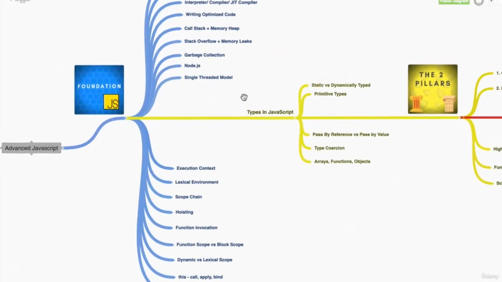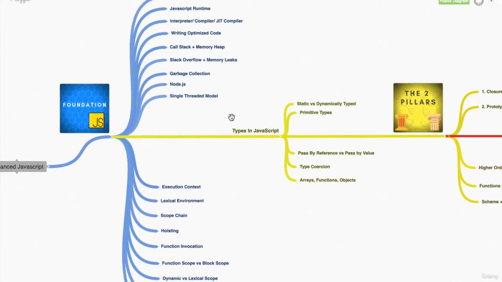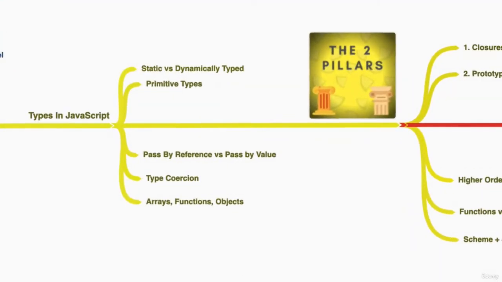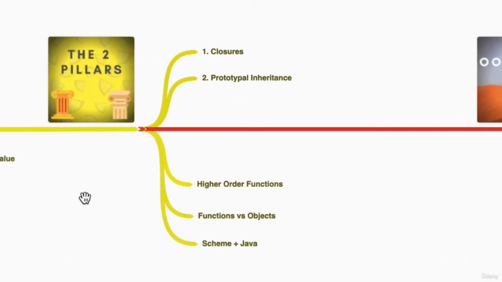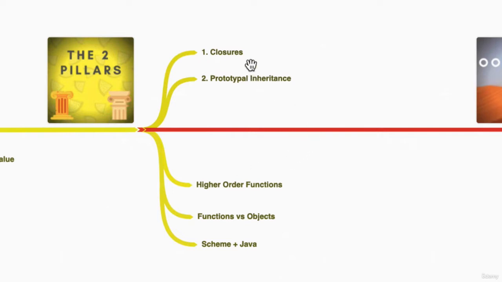And once we're done with the foundations, and we are for sure ready for more advanced topics, we start getting into types in JavaScript, talking about statically versus dynamically typed languages, about type coercion, pass by reference, pass by value. And then we're going to talk about something really important, the two pillars, something that really makes JavaScript powerful. And these two pillars are going to be closures and prototypal inheritance. Now, you may know these topics, but we're going to dive deep and understand why these two topics are really powerful in making us a great programmer.